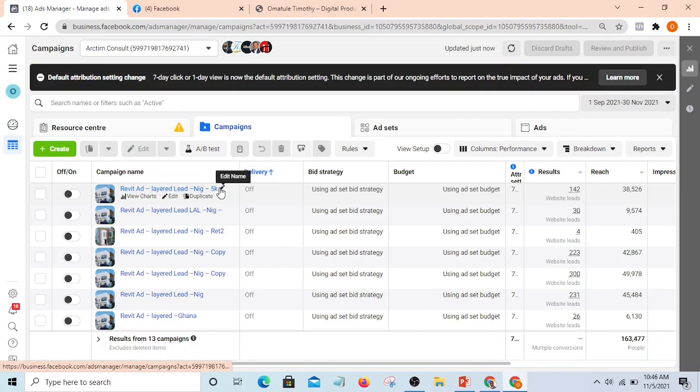Then from 6,000, I can increase it to 8,000. From 8,000, I can increase it to 10,000. That is how I'll be going gradually. I'll be scaling it up, and the ad will continue to be running. I'll be scaling it up gradually like that. It is better.